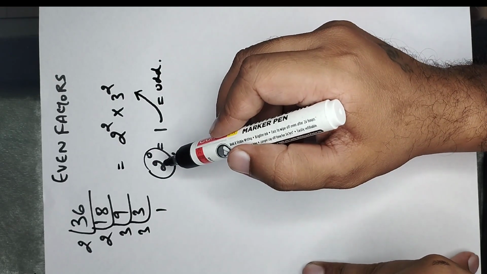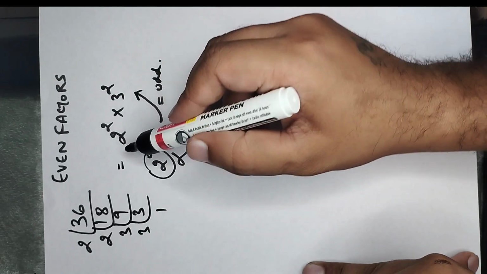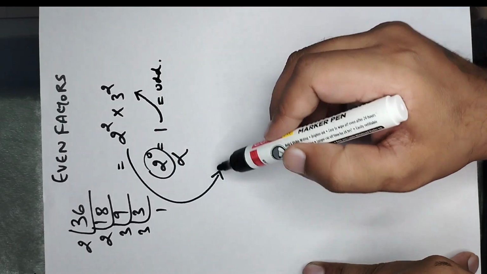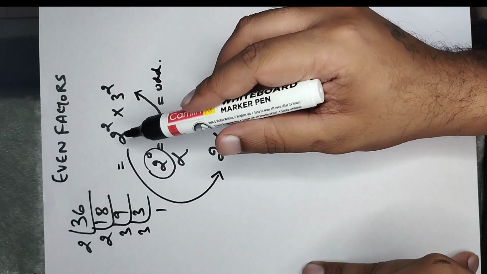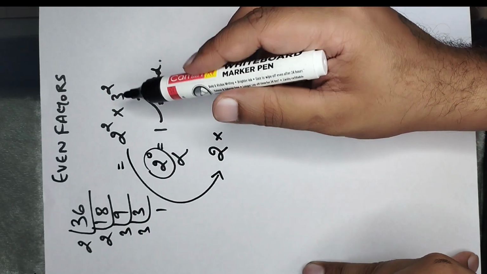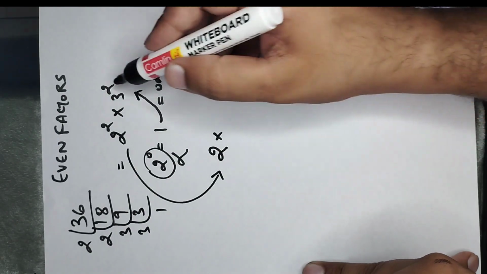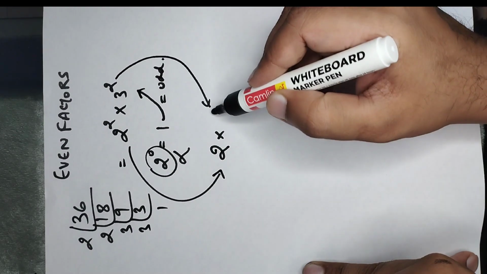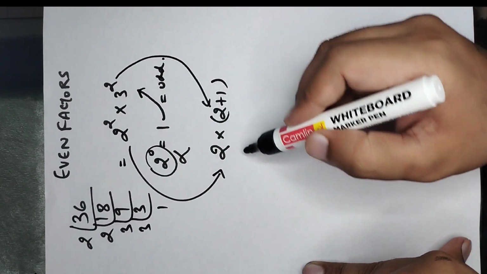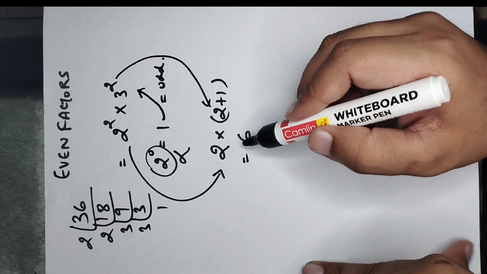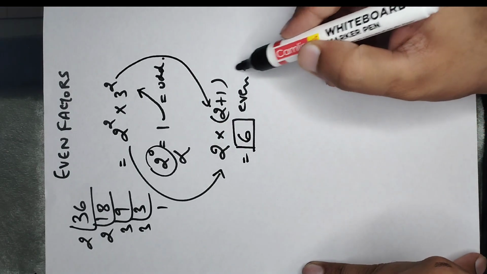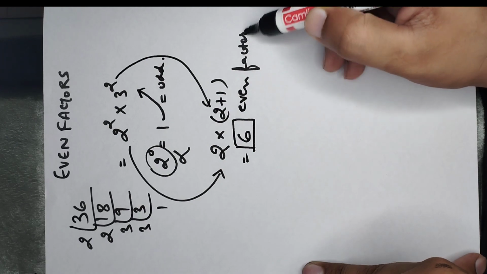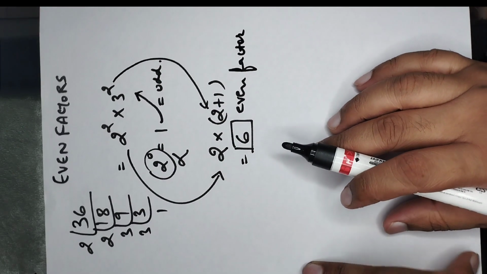So eliminating this 2 raised to the power 0, you have to write this power as it is, 2, and then whatever remaining powers are there, you just have to add 1 in them. So I can write this one as 2 plus 1, so this will be equal to 6. So I can say that there are 6 even factors of 36.